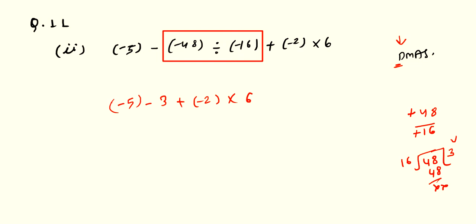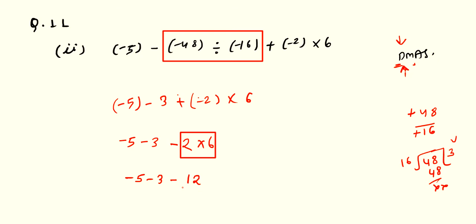Now we will remove this bracket. So first we will write minus 5, then minus 3 as usual. Now if we remove this bracket, this plus and minus will become minus. So I am removing the bracket, and here we have to write minus 2 into 6. Now after division, multiplication is there. For multiplication we have 2 into 6, and you know 2 sixes are 12. So minus 5 minus 3 minus 12.